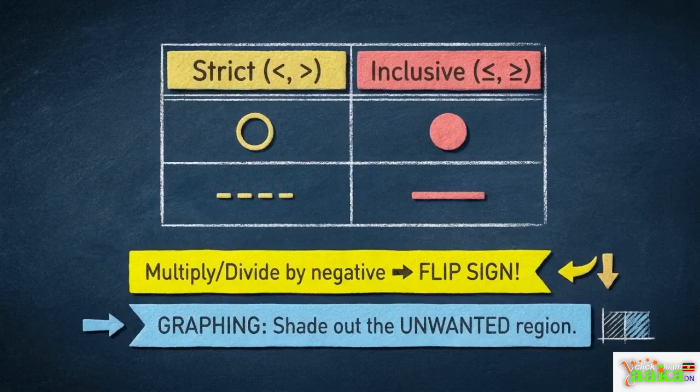This comparison table maps out the visual rules we've covered. Strictly greater or less than symbols always pair with open circles and dashed lines, while inclusive limits pair directly with closed circles and solid lines. To ensure your boundaries are always accurate, rely on the two absolute laws of inequalities. Always flip the sign when dividing or multiplying by a negative number, and always shade out the mathematical rubbish to leave a clear path forward.